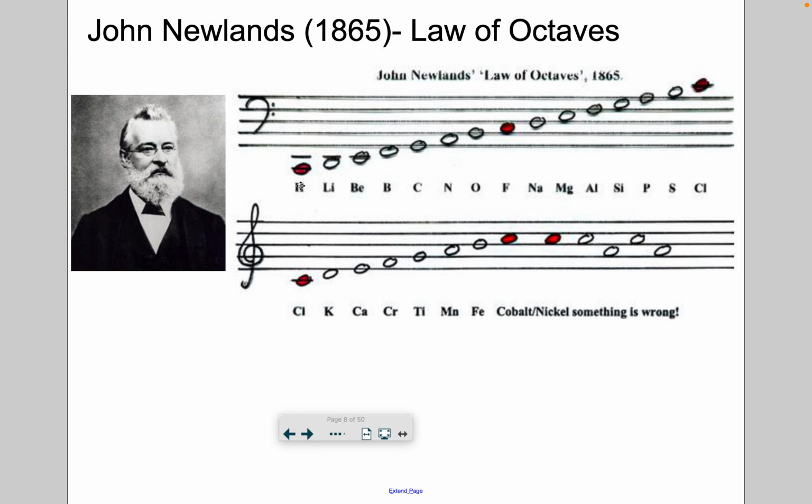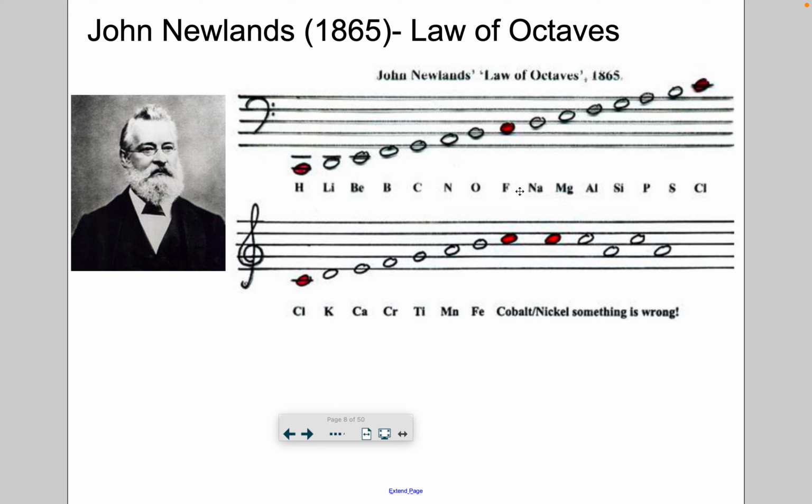So what he noticed was that there was a pattern every time after every eighth element. So hydrogen, lithium, beryllium, boron, carbon, nitrogen, oxygen, and then we have fluorine. And you notice that hydrogen and fluorine were very reactive. If we look at those electron configurations, fluorine needs one more to satisfy its full octet, so it's highly reactive. And hydrogen has one valence electron, and it needs one more to fill its outer shell, so it's also highly reactive.